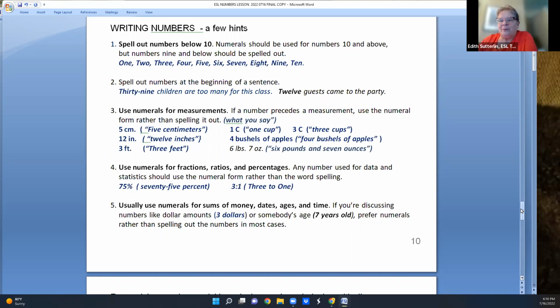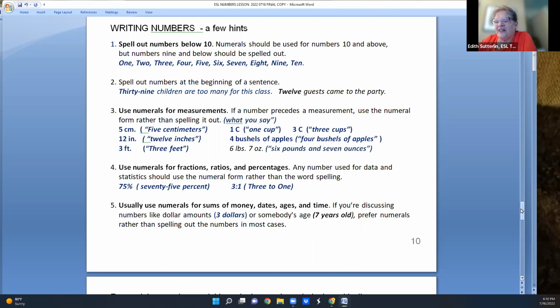We spell out numbers at the beginning of a sentence. So it doesn't matter if it's 5 or if it's 55, we spell them out. So 39 children are too many for this class. 39. Let's just say it, 39. 12 guests came to the party. 12 guests. STS, another hard one to pronounce. 12 guests.